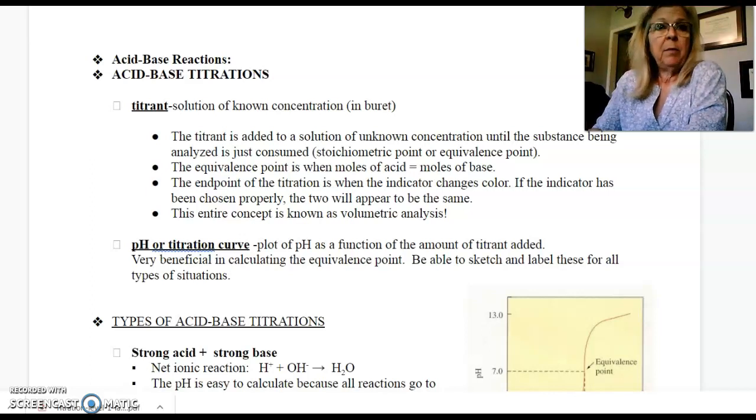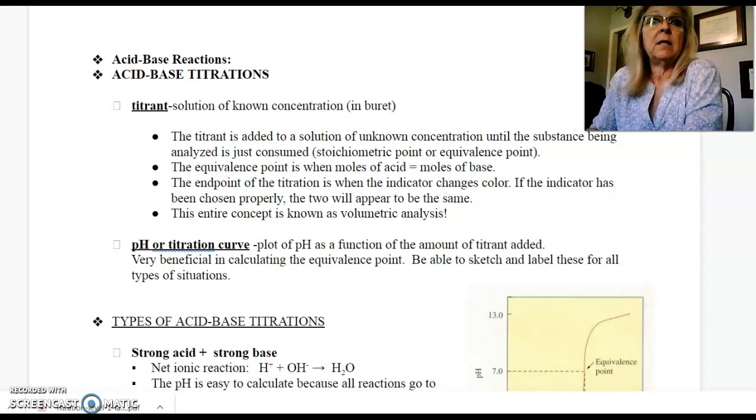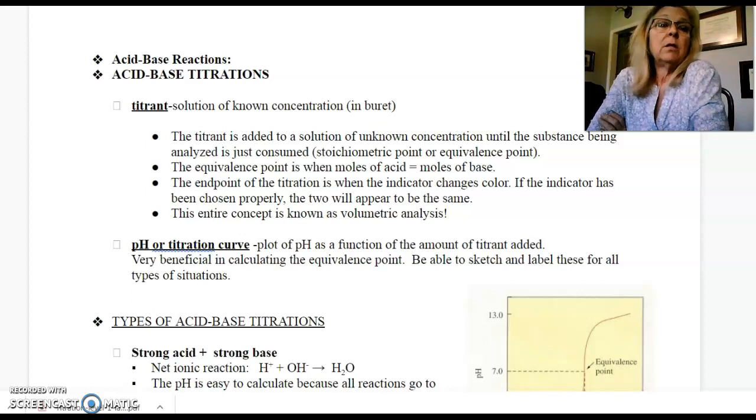Hi, everybody. So we have been talking about reactions of acids and bases and what we get as products for reactions of acids and bases, and being able to do calculations and things having to do with that. Now we're going to start talking about the process of titration and specifically acid-base titration. So we need some terminology.